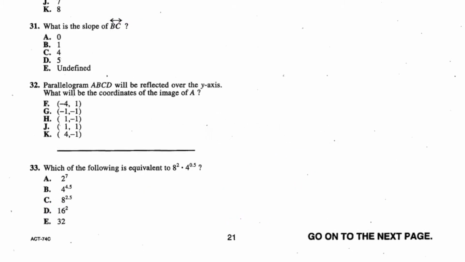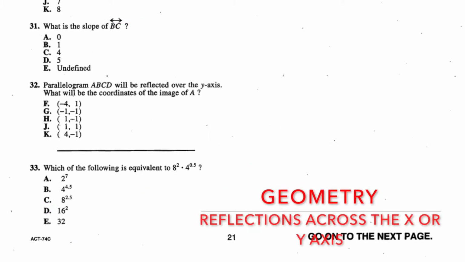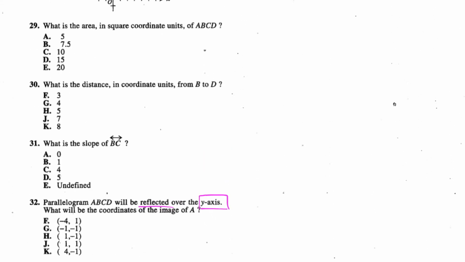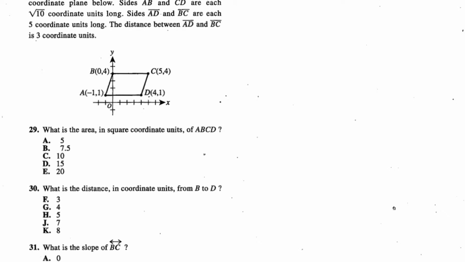Number 32. Number 32 is a geometry question, and it deals with reflections across the x or y axis. In this case, it's over the y axis. So parallelogram ABCD will be reflected over the y axis. What will be the coordinates of the image of A? So if we look at this graph and we are reflecting across the y axis, that means this side of the parallelogram will end up over here like this, and this side of the parallelogram will be over here like that. That's how it will be reflected.